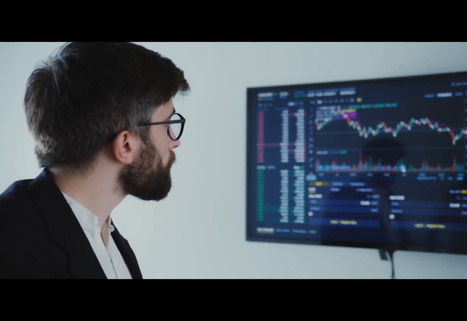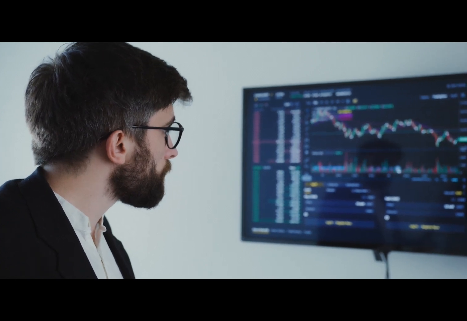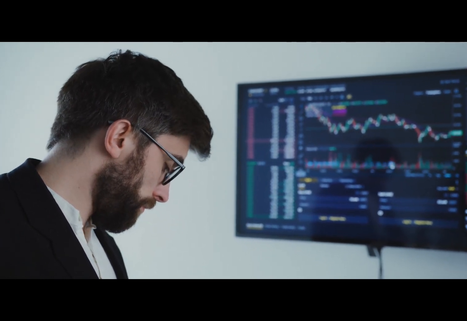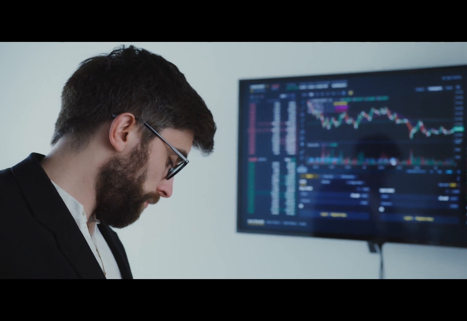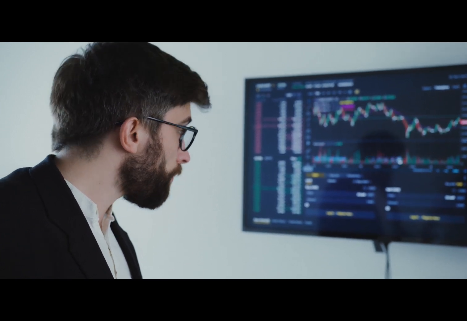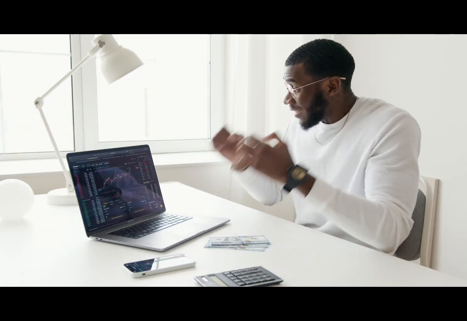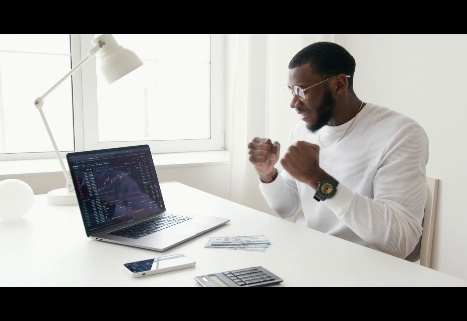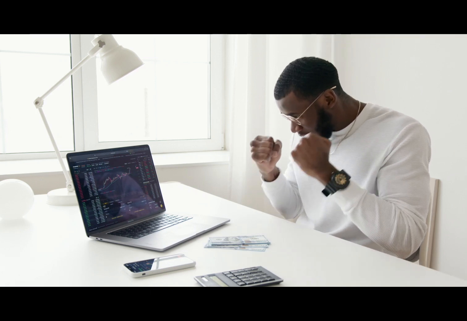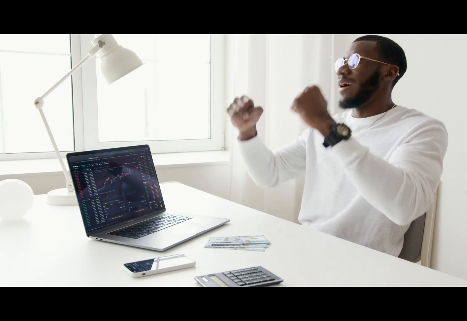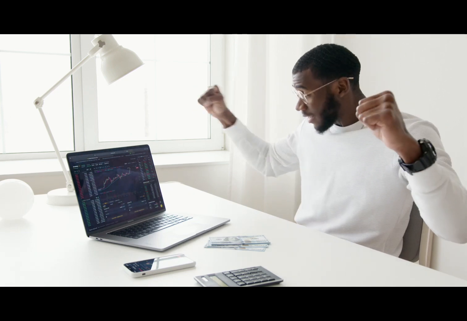Q. Does OANDA WEB offer a demo account? A. Yes, OANDA WEB provides a demo account with virtual funds for users to practice trading. Q. Is my personal information safe with OANDA WEB? A. OANDA takes data security seriously and implements strict measures to protect users' personal information and funds.